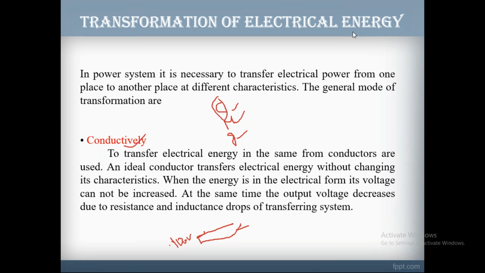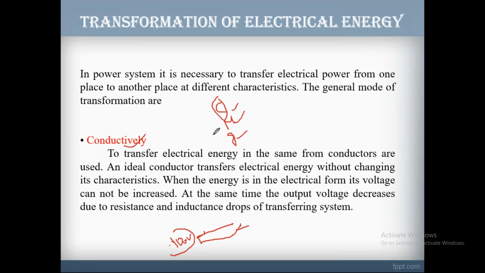See here, just see this sentence. To transfer electrical energy in the same form. Same form means if it is electrical energy, you are getting the same input and same output. An ideal conductor transfers electrical energy without changing its characteristics. Characteristics in the sense, if you are applying 100 volts, the same voltage level you are getting here. And when the energy is in the electrical form, its voltage cannot be increased. So whatever amount of voltage you give as input, the same level of voltage you get as output. It is never increased, never decreased. This type of energy conversion we can call a conductive energy conversion.